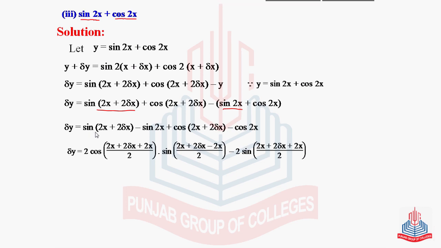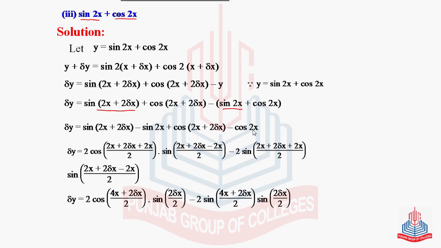This is actually the formula of sine alpha minus sine beta, which we discussed in our first part, and this is actually the formula of cos alpha minus cos beta. So applying the formula of this sine alpha minus sine beta, this is actually of the form sum, and we will convert it into the product form. So this is actually sum to product form, and this is actually sum to product form of this cos alpha minus cos beta, which is minus 2 sine alpha plus beta divided by 2 sine alpha minus beta by 2.